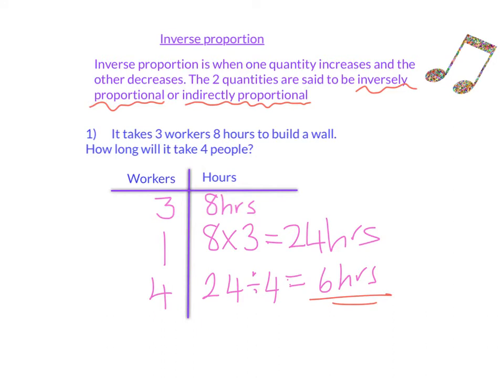I'm just going to check that kind of makes sense by looking again at the question. For 3 people it takes 8 hours. So for 4 people it's taken slightly less time. And that's right, isn't it? Because I've got more people. Good.